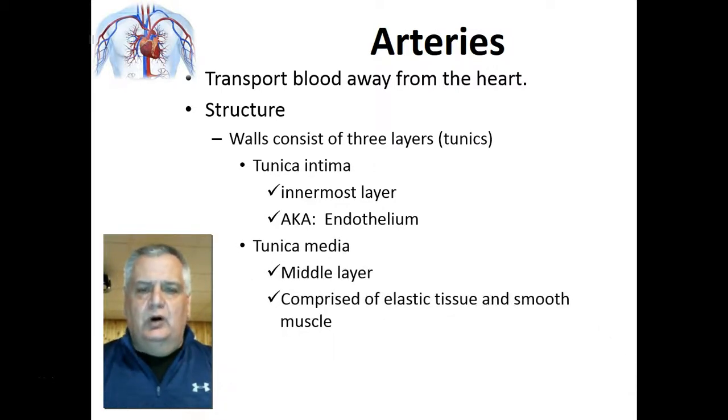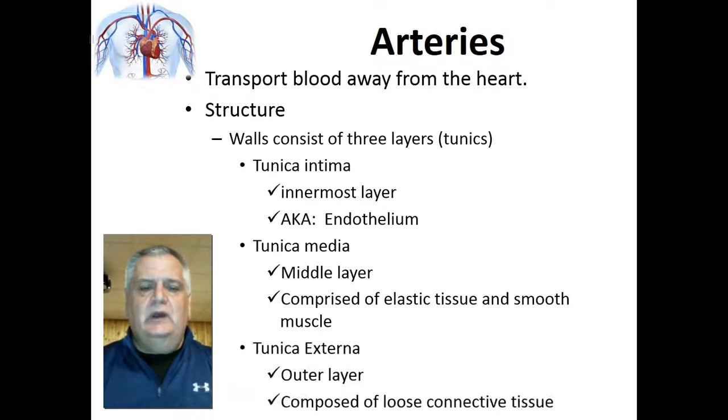The middle wall, the middle layer, is referred to as the tunica media. The tunica media is comprised of elastic tissue and some smooth muscle tissue. And then finally, the outermost layer of the artery wall is referred to as the tunica externa, or another name for tunica externa is the tunica adventitia. This tunica externa is composed of loose connective tissue.